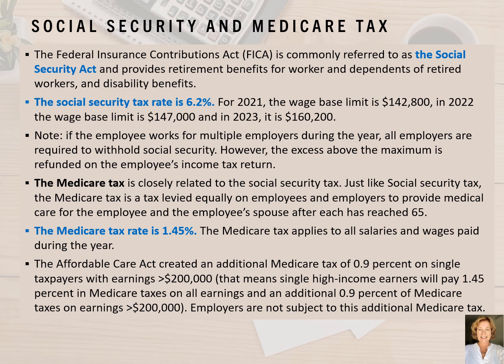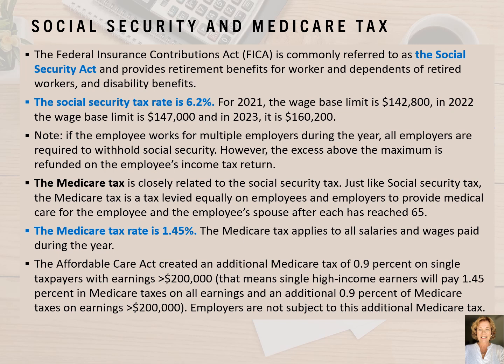This wage limit means that Social Security taxes are calculated to the wage limit, but there is one exception. If the employee works for multiple employers during the year, all employers are required to withhold Social Security. However, the excess above the maximum is refunded on the employee's income tax return.